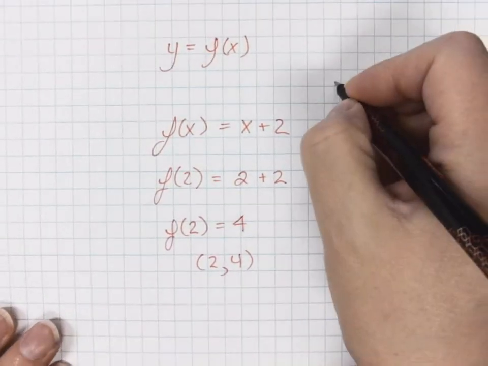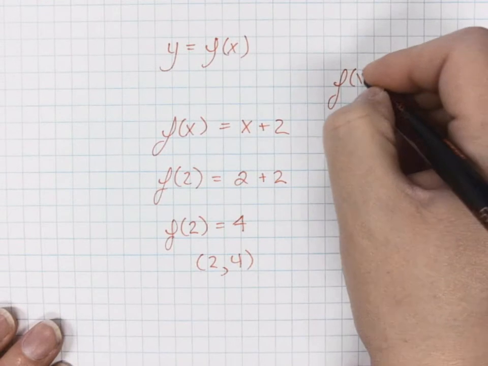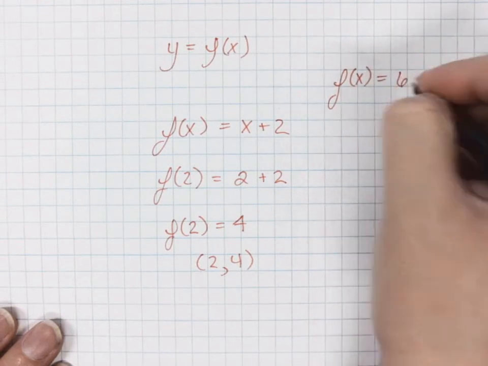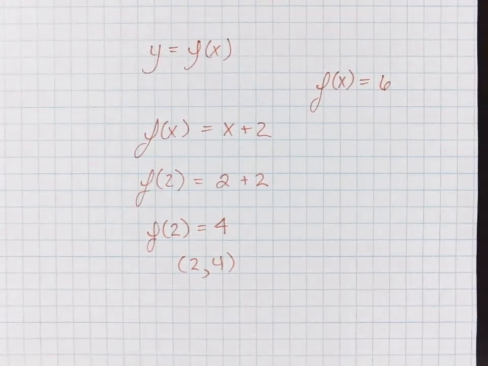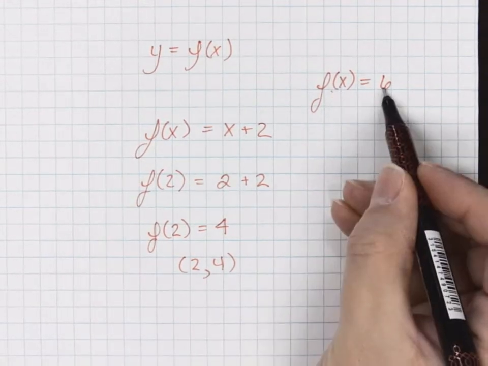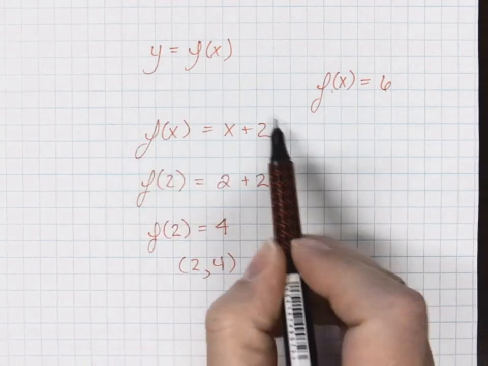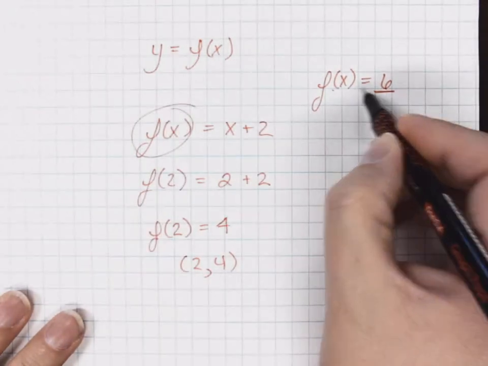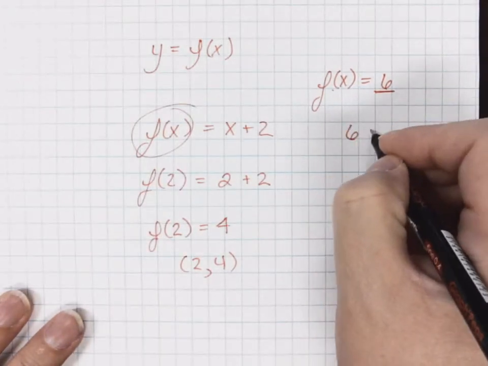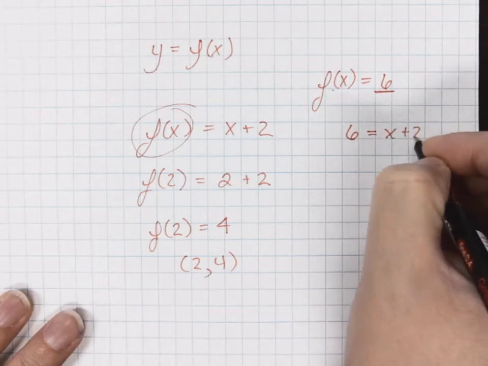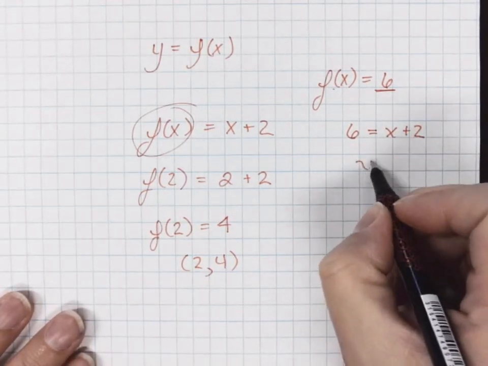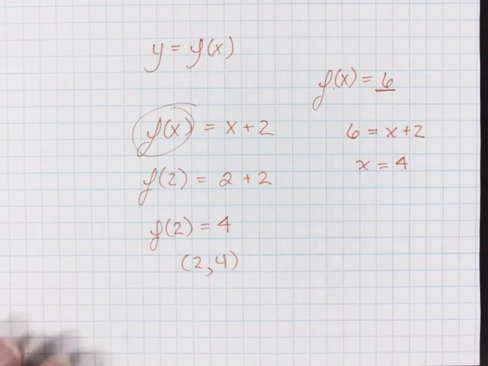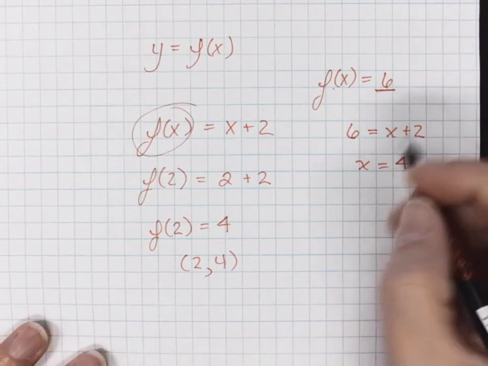What if I said f of x equals 6? So what happens here? What is f of x is equal to 6, so what gets replaced in this question? The f of x gets replaced because we made a statement that x is equal to this, so we would have 6 equals x plus 2. What is x? Hopefully x is 4. What's the coordinate that goes with that? 4 and 6.